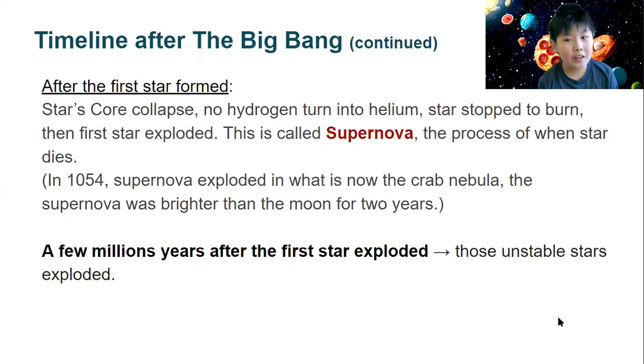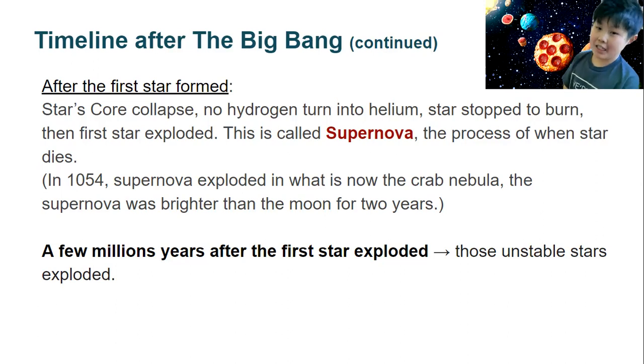How do they die? First, the star cores collapse. No hydrogen does turn to helium. It is the fuel. Star stops to burn, and first stars exploded. Uh-oh. This is called supernovas, the process in which a star dies.